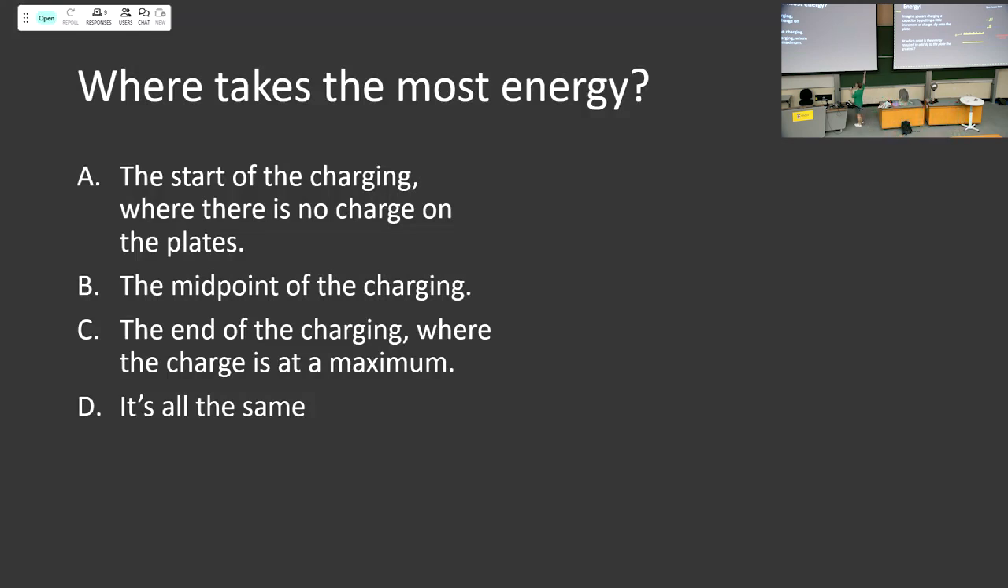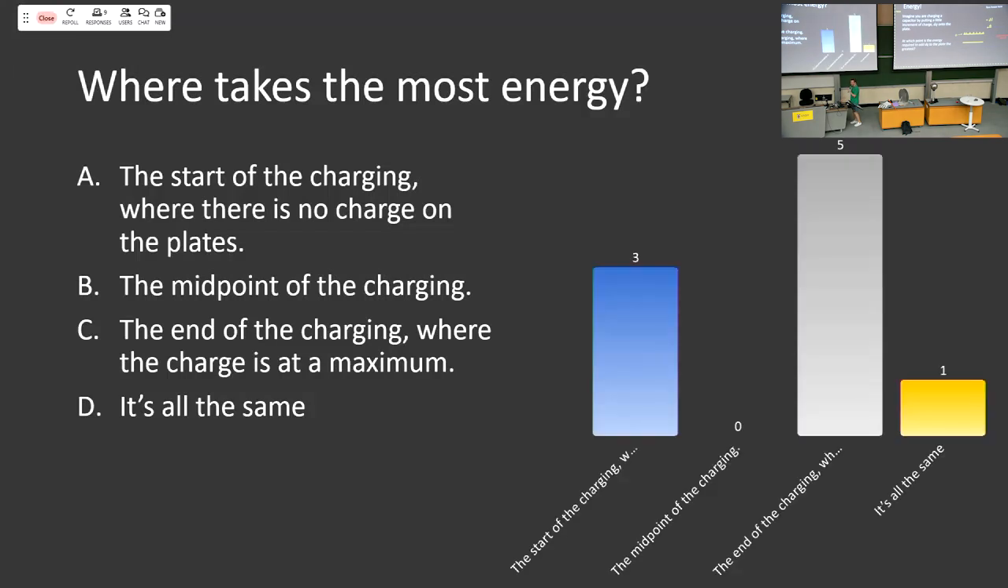It is a diverse set of questions. I like that. I like that. I actually had a fair amount. So it is at the end of the charging. Okay? It's at the end of the charging, but let me explain why.